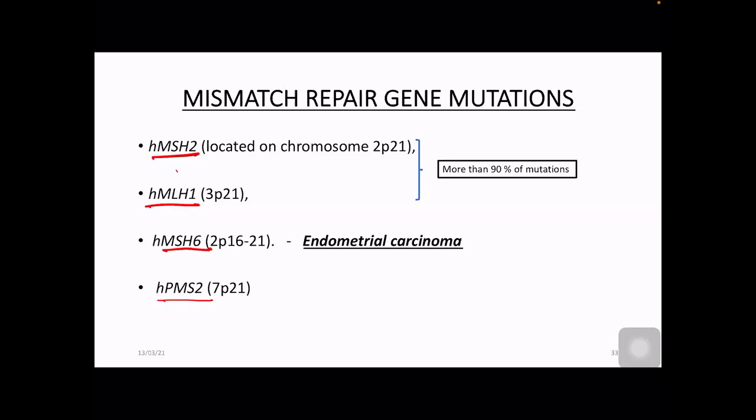More than 90% of mutations happen in MSH2 and MLH1, whereas MSH6 is associated with endometrial carcinoma. As I said before, next to colorectal cancer, HNPCC patients are also more prone to developing endometrial carcinoma, and such patients typically have a high rate of MSH6, MMR gene mutation.